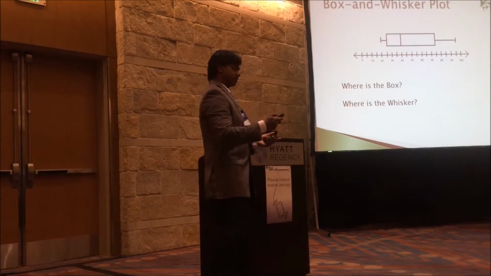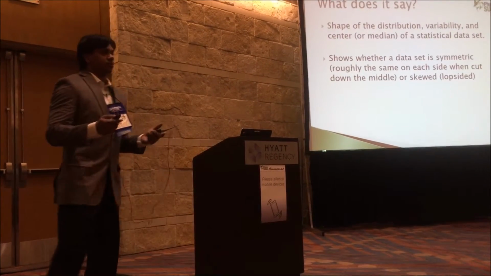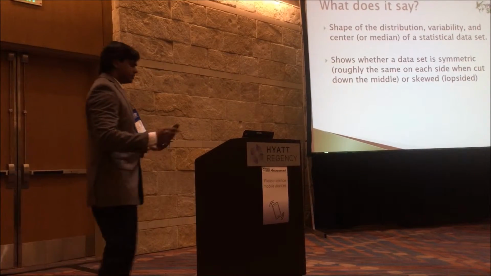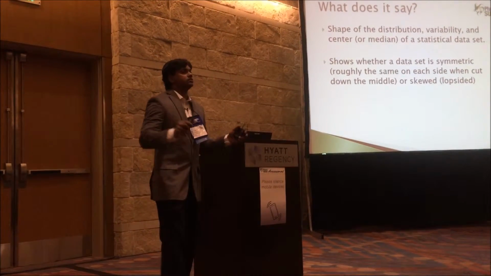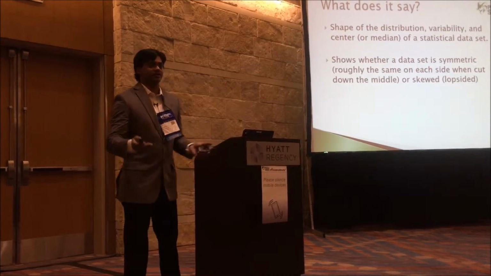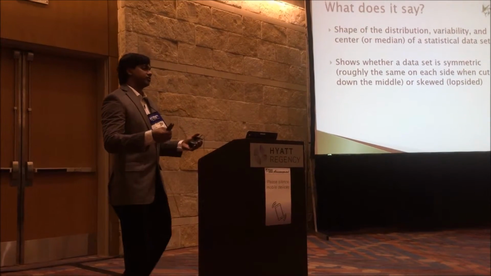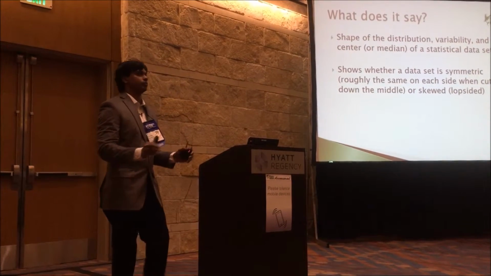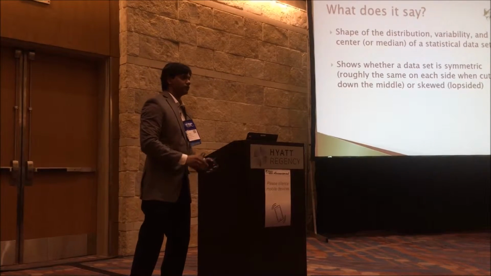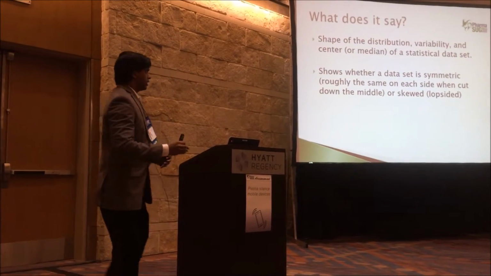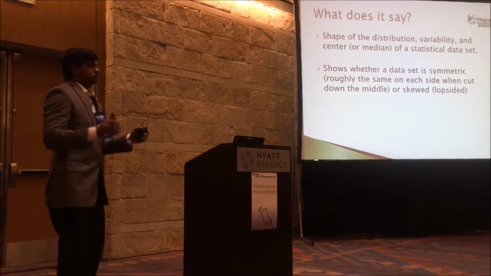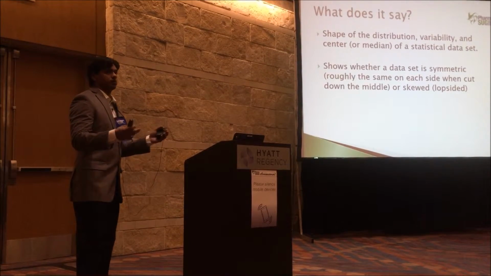Let's get into some details. What does a Box-and-Whisker plot say? In a nutshell, it shows the distribution of the data that we are trying to analyze. It says whether the values are biased towards one end, towards the minimal value or towards the maximum value. In other terminology, it's called skewed in Box-and-Whisker plot terminology.